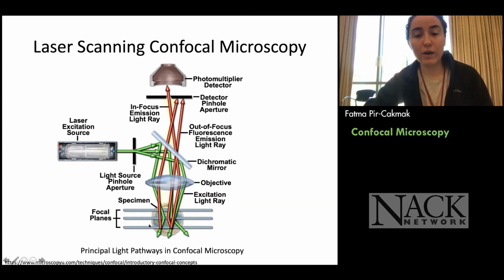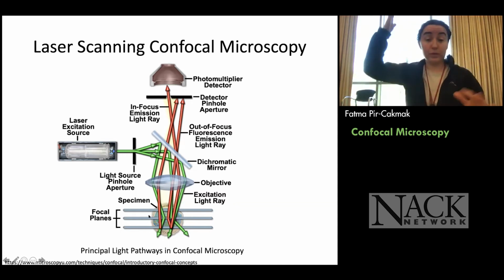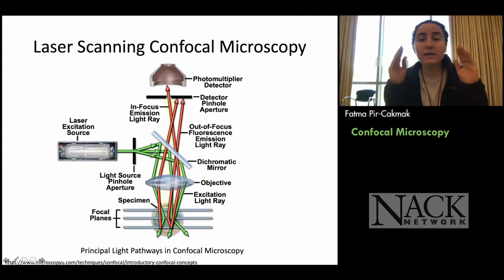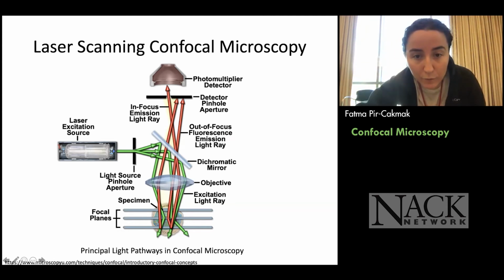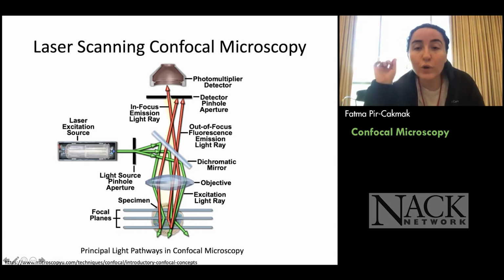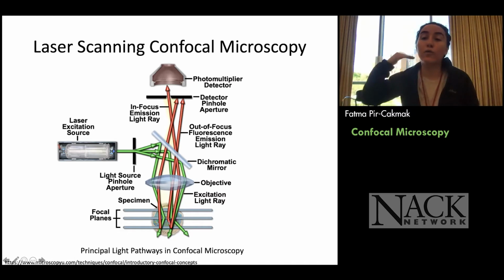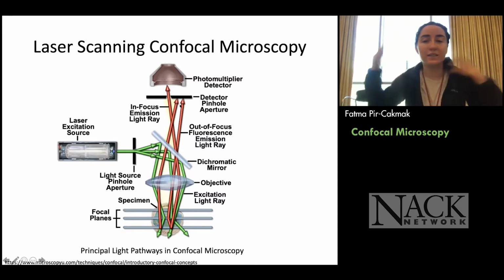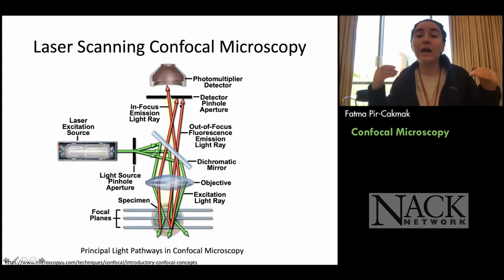So for instance, you have three planes with signals coming from all of them, but the signals coming from the two other planes are not going to be able to come back to the detector. So you're only going to see the signals coming from one plane. You can see a very nice illustration here, right? It is just coming from the one plane. The other two planes are just not collected by the detector.